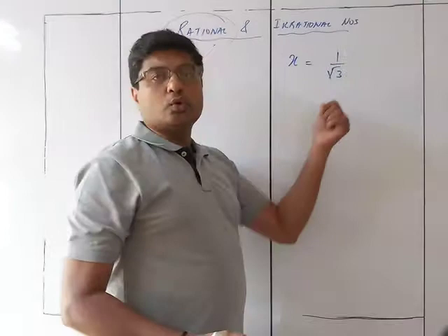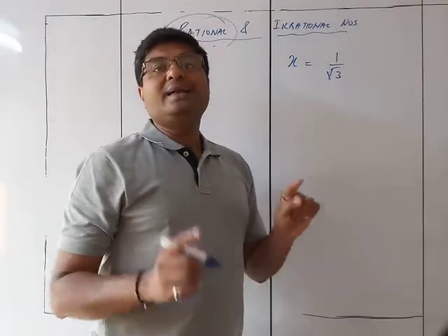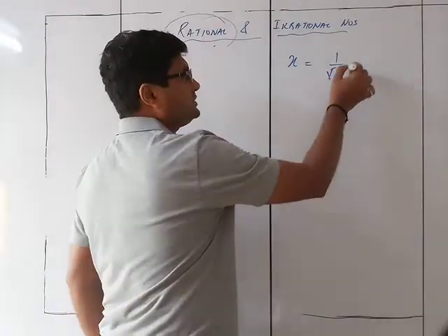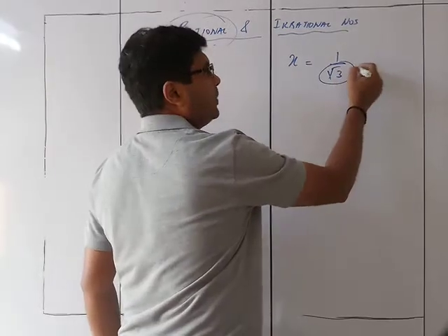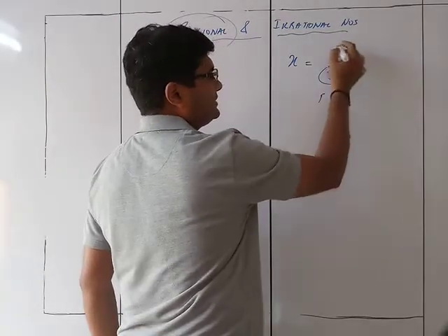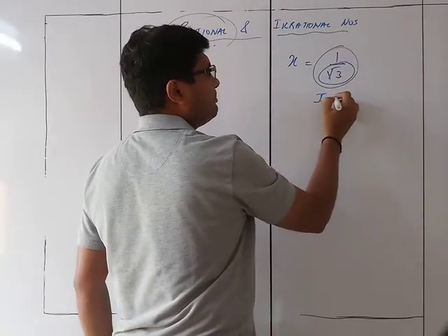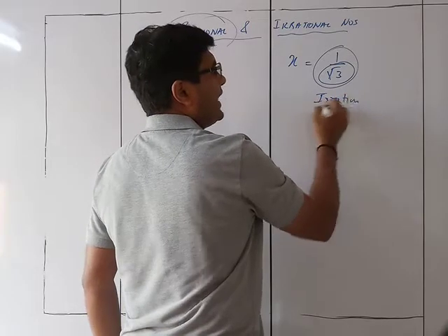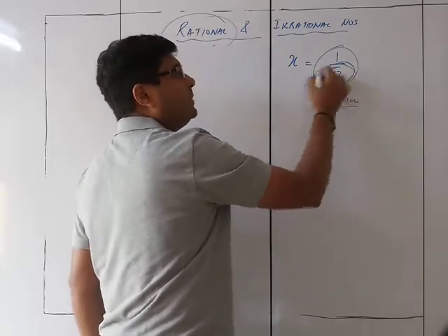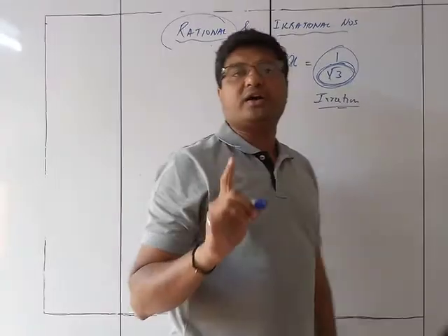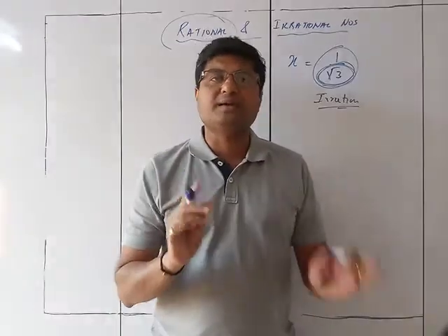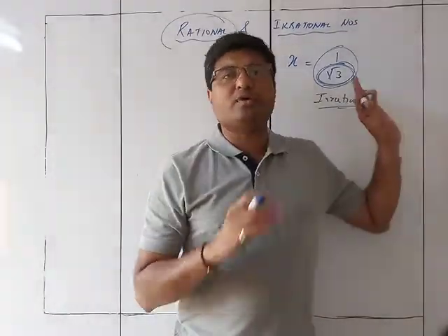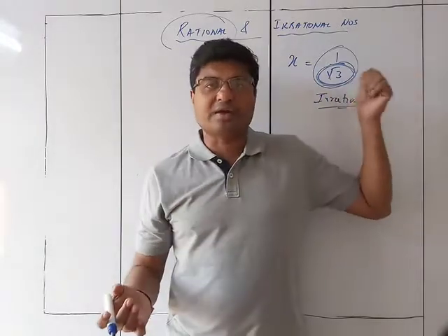then I need to remove this root and convert it into a rational number. Because this is an irrational number, the denominator of my answer should never be an irrational number. That is the main idea. For that we will learn rationalization, and I will tell you exactly what to do.